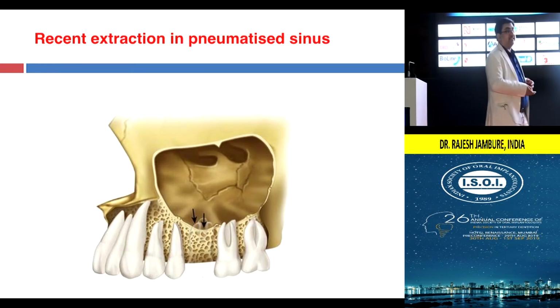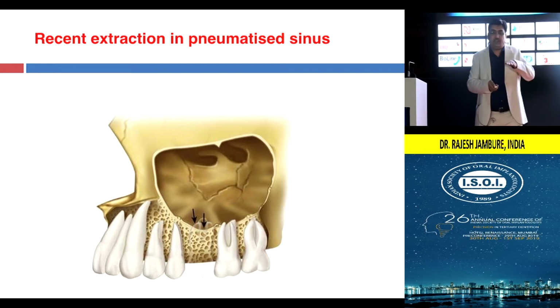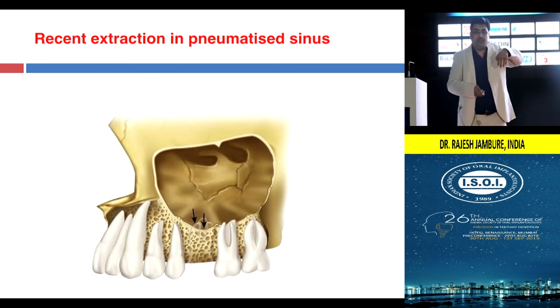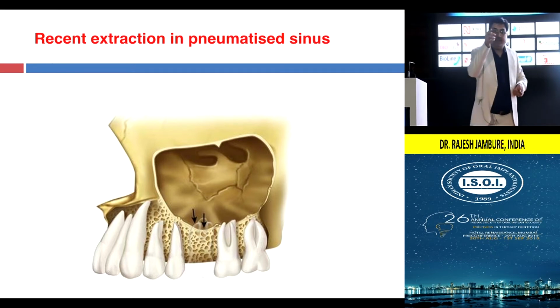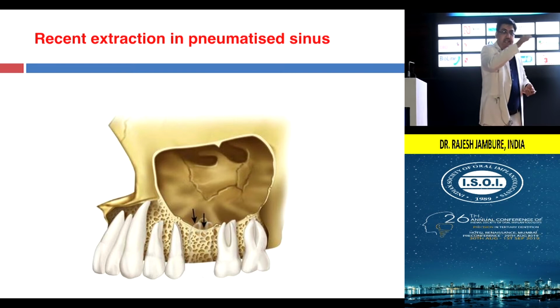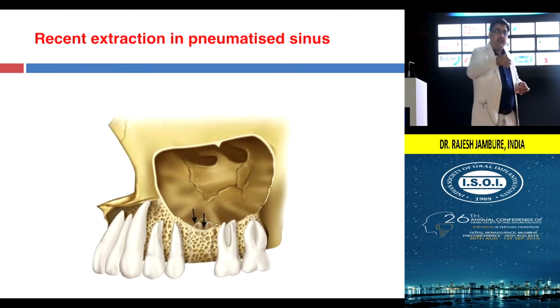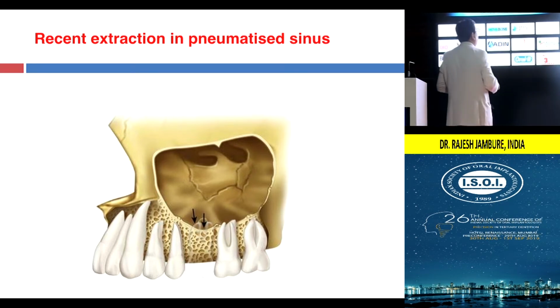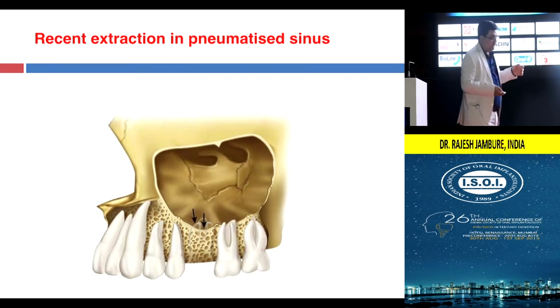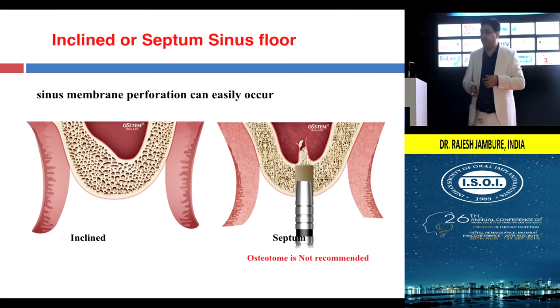Again, in recent extraction cases, we know that the membrane is adhered to the apices of the teeth in some of these cases. If you prepare a window and try to lift the membrane, there are 2-3 bumpy areas, and it is difficult to reflect the membrane with the lateral approach. So crestal is sometimes preferred.